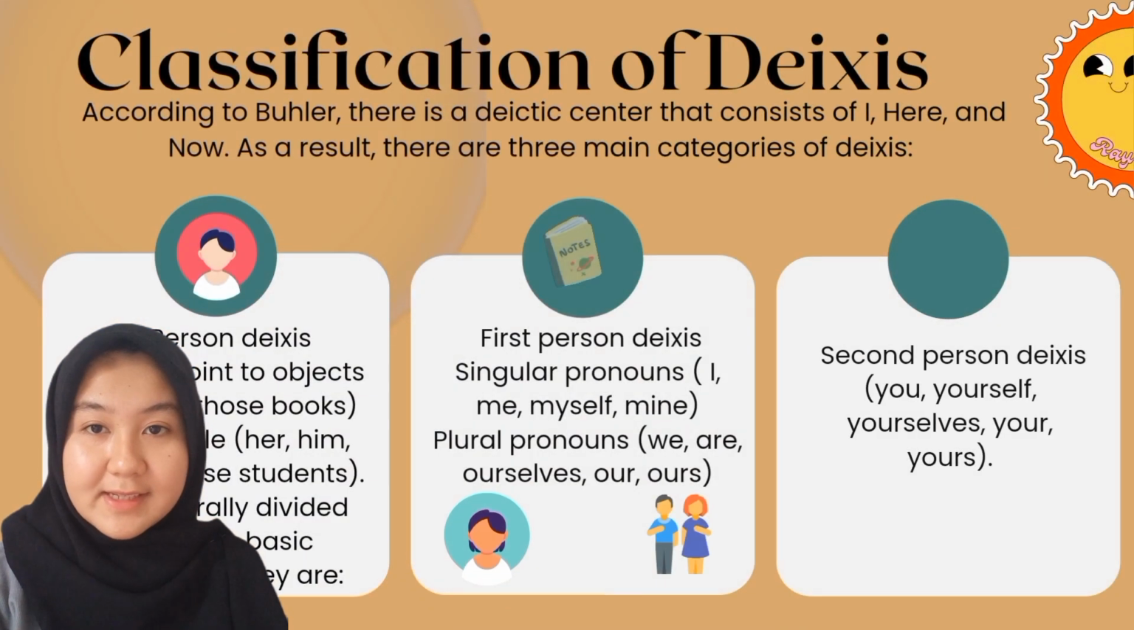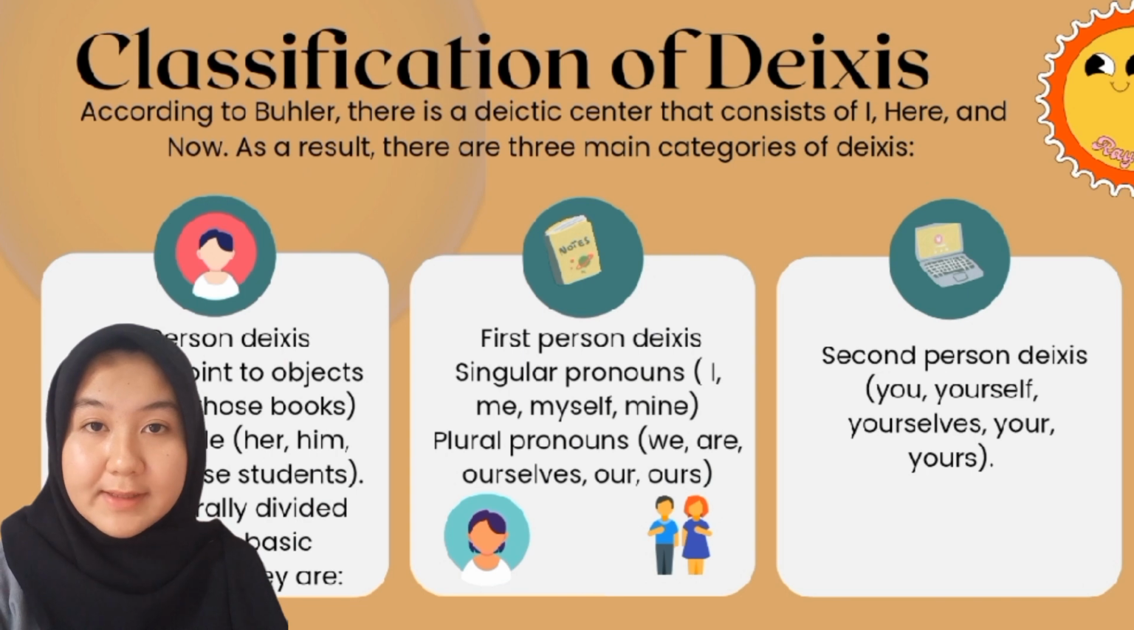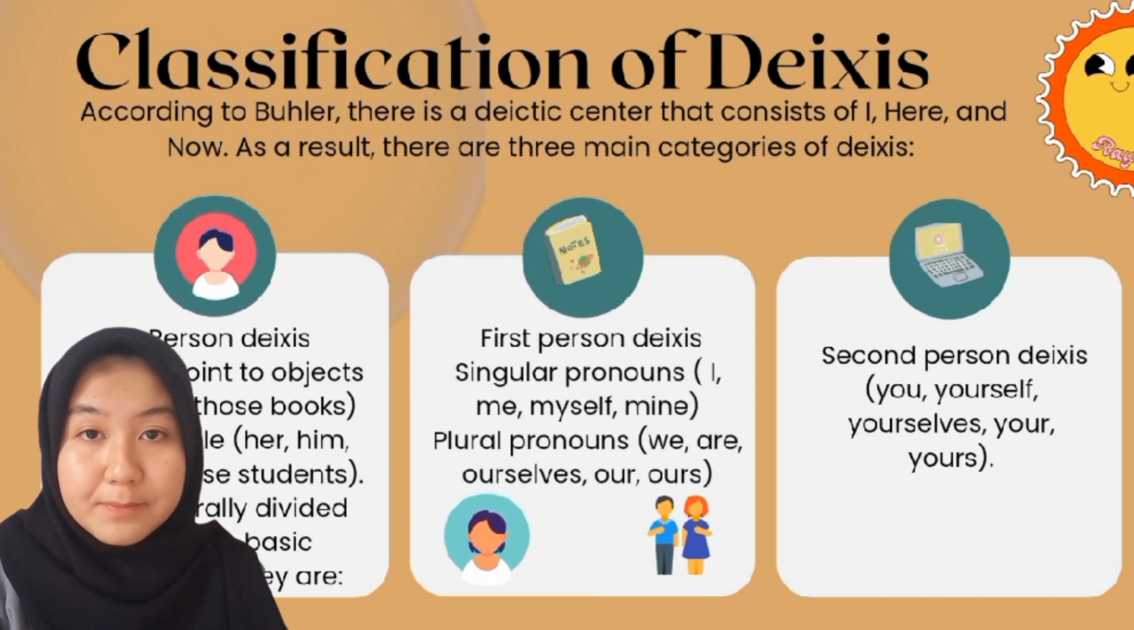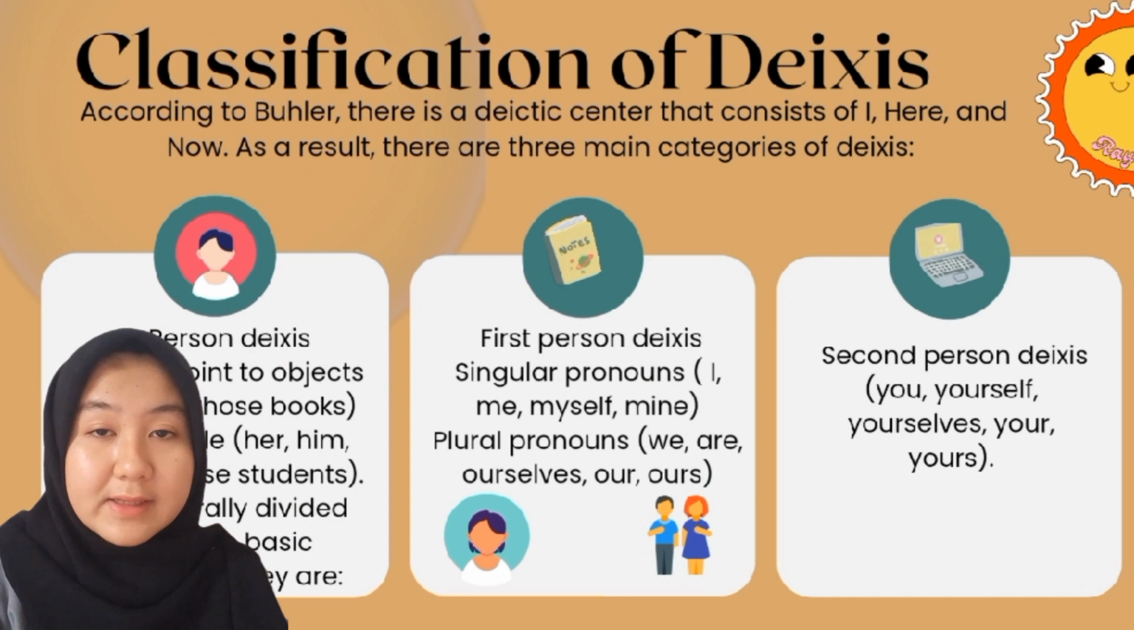Okay, the next is classification of deixis. According to Buhler, there is a deictic center that consists of I, here, and now. As a result, there are 5 main categories of deixis. The first is person deixis. Person deixis is used to point to objects, that is it, these, those, books, and people, that is her, him, them, and the student.